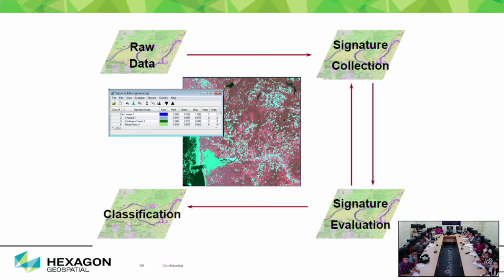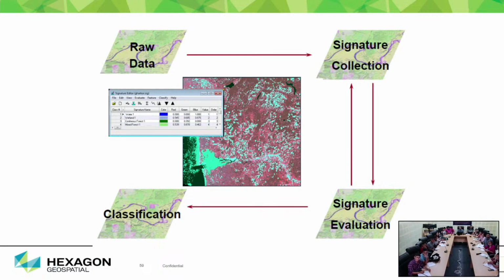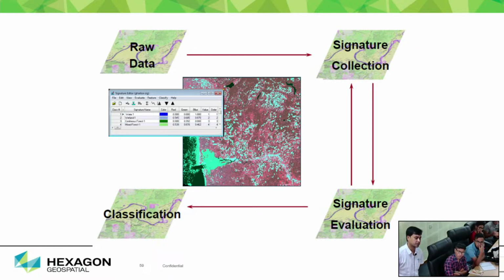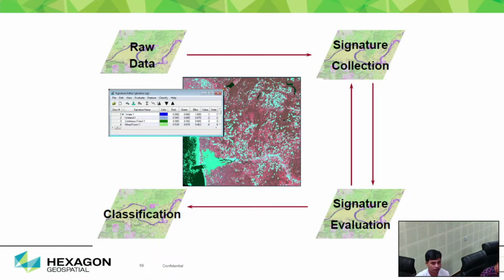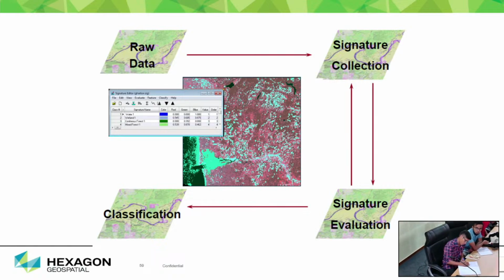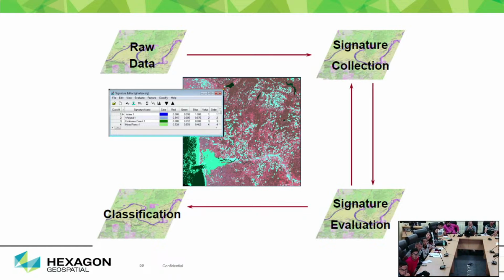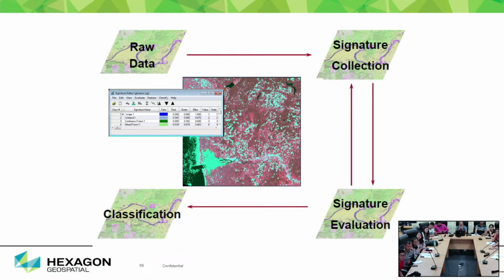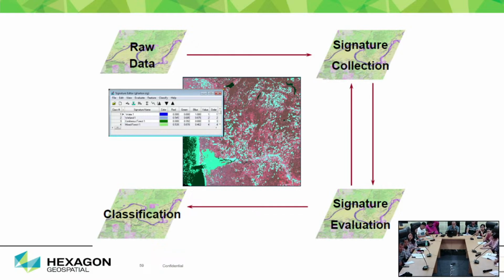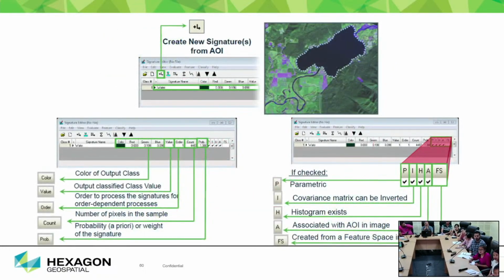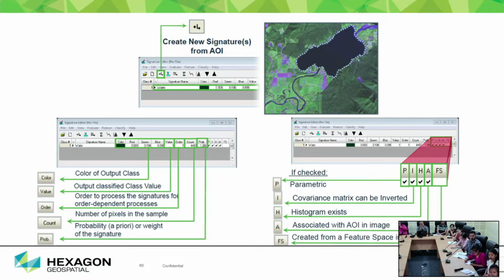So that is the whole process. We have the raw data, then we go for the signature collection and then signature evaluation, okay, and then we perform the classification, and finally you will get this type of map that will represent that this is the water. I will give the blue color, and if you have vegetation then I will go for the green color. We have different color codes for the different types of ground features. So these are the techniques we will be demonstrating during the software demonstration in ERDAS Imagine.